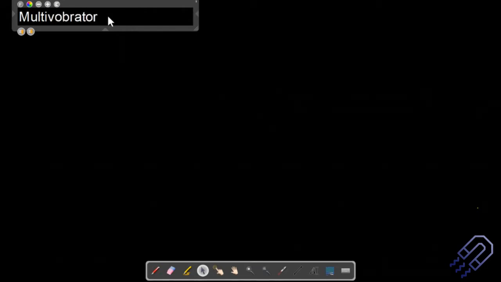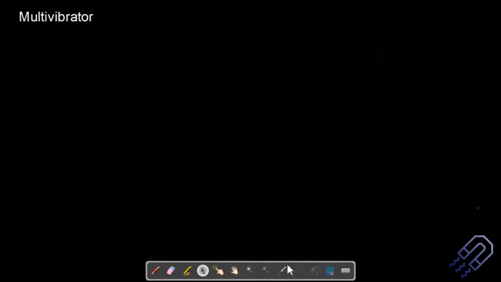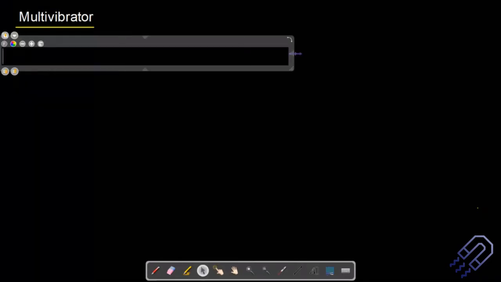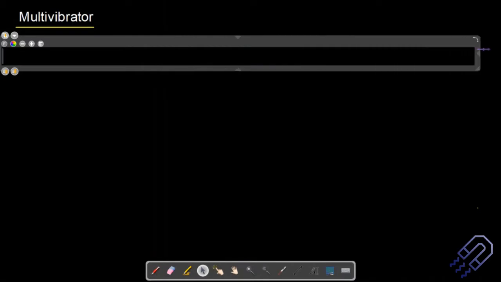So let's try to understand what is a multivibrator, and after that we are going to talk about the different kinds of multivibrator in general. We're just going to have a very small brief of the different multivibrators. So what is basically a multivibrator?